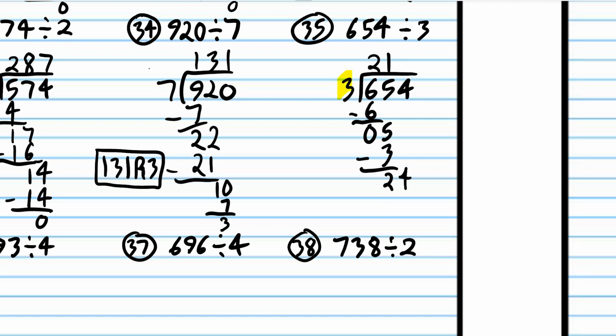So how many times does 3 go into 24? It goes in 8 times exactly. 3 times 8 is 24. Third step, 24 minus 24 is 0. And there's no more numbers here, so we're done. The remainder is 0, which means the final answer is just whatever this number is here, which we call the quotient, 218.